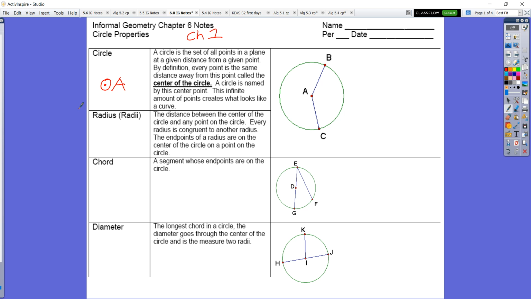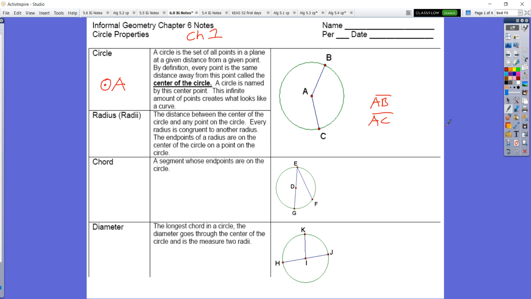A radius of a circle goes from the center A to the outside. Again, I know you guys know this stuff already. This is just a simple review before we get into all the different circle things for chapter 6. We got two radiuses here, AB and AC. We could name those by putting line segment AB and line segment AC. So that names the two radiuses of this circle.